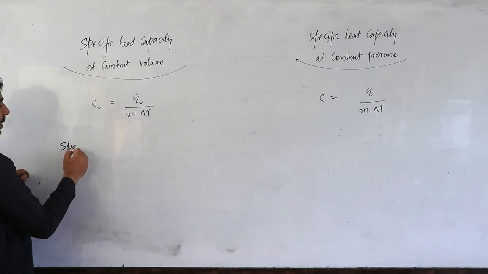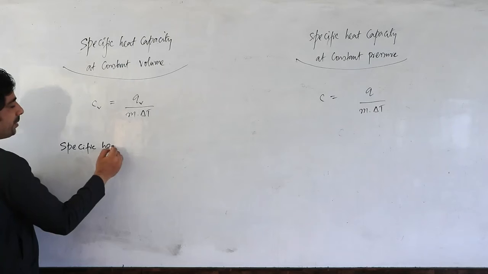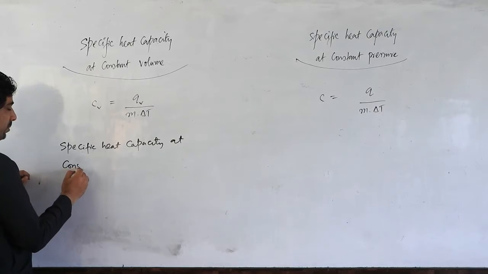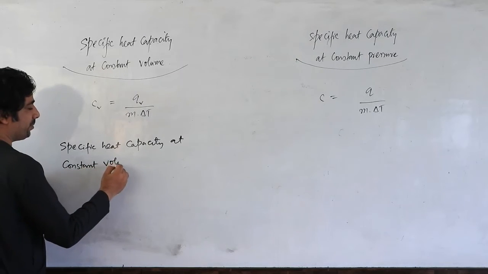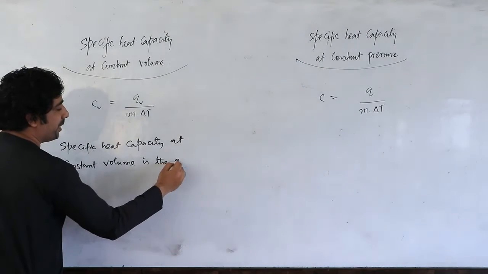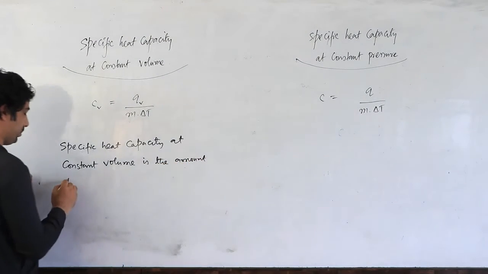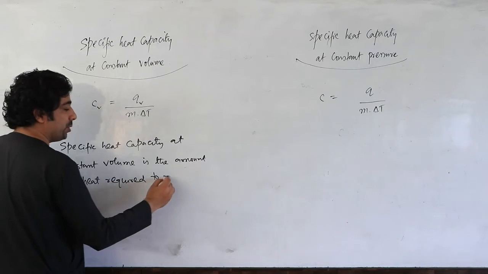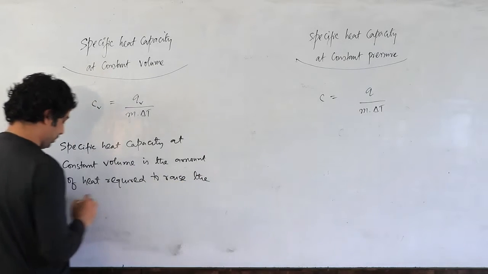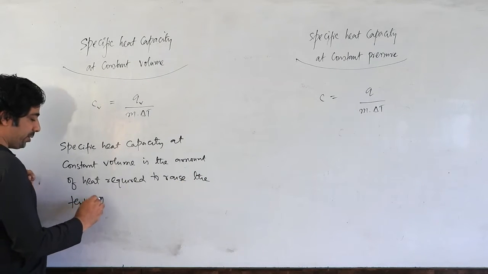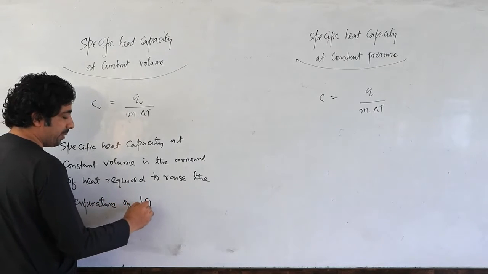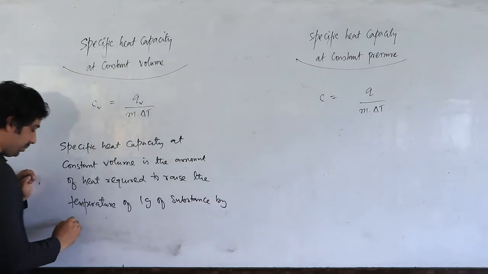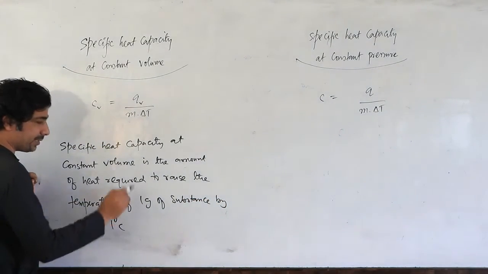Specific heat capacity at constant volume is the amount of heat required to raise the temperature of unit mass, that means 1 gram of substance, by 1 Kelvin or 1 degree Celsius, my dear friends.